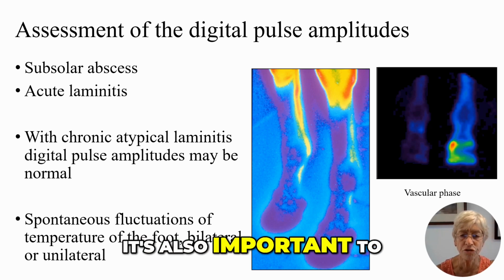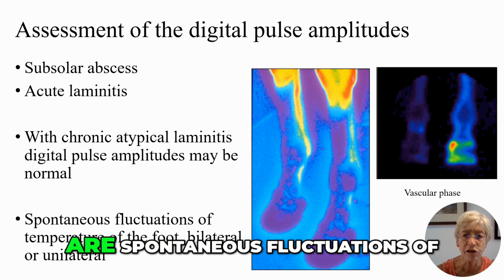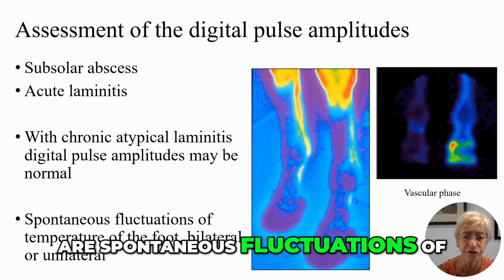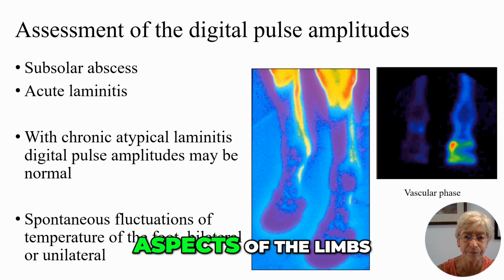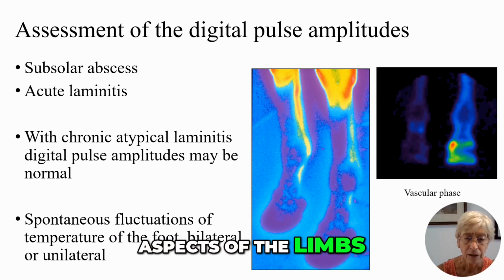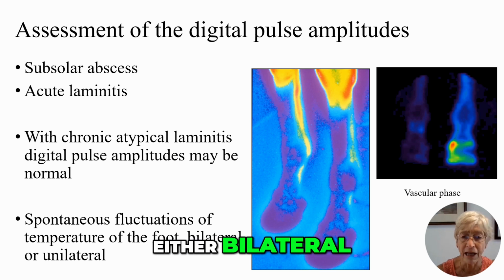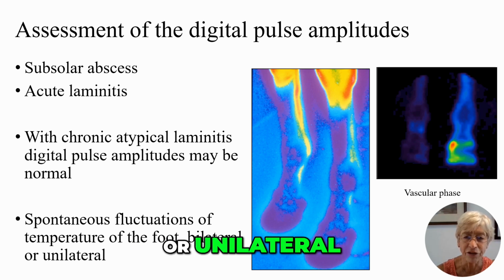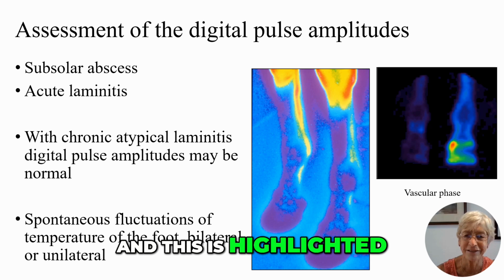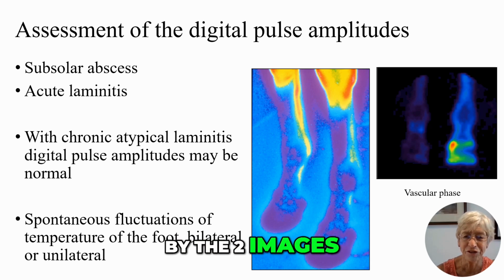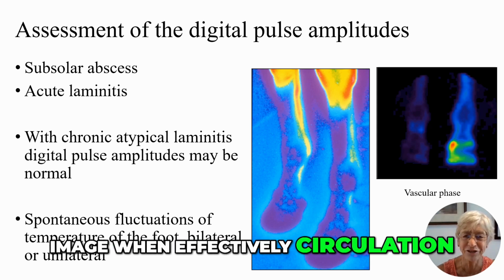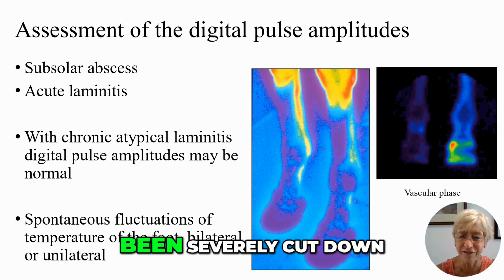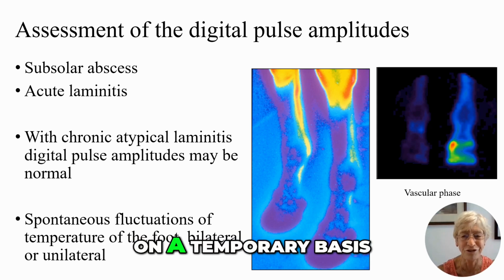It's also important to be aware that there are spontaneous fluctuations of temperature of the front feet and the distal aspects of the limbs, and this may be either bilateral or unilateral. And this is highlighted by the two images to the right. The image on the left is a thermographic image when effectively circulation to the distal aspect of the limb has been severely cut down on a temporary basis.